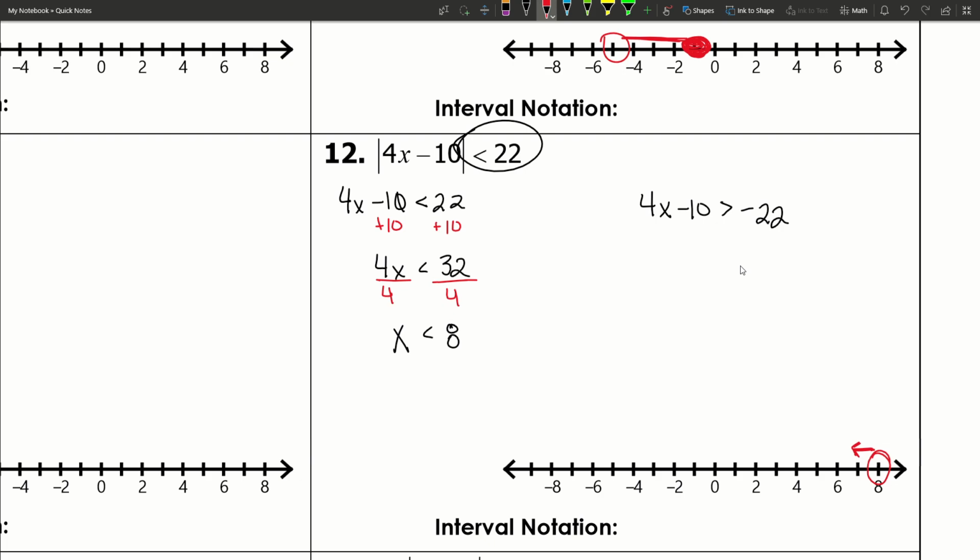For 4x minus 10 is greater than negative 22, we add our 10 away again. Same thing we did on the first step. This time we have negative 12. Negative 22 plus 10 is negative 12. We divide by 4 on each side, and negative 12 divided by 4 is going to give us negative 3. Also an open circle, and pointing inward. Since they are both pointing inward, remember we just connect the dots.